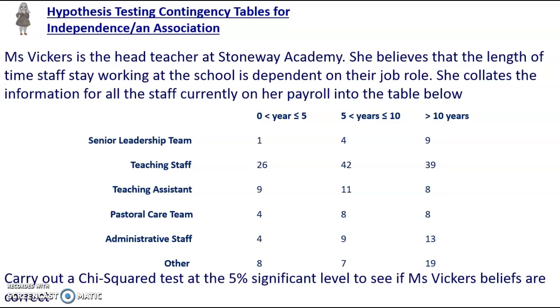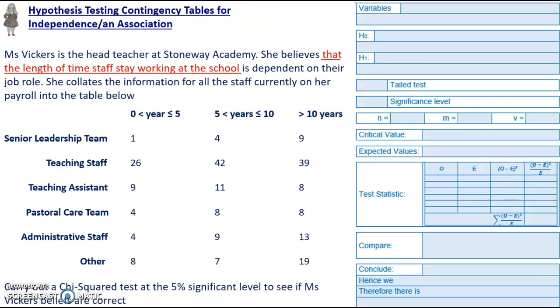So the first thing I see if I get a question like this is it's specifically asking me to do a chi-squared test, but also it's asking me to look for if two factors are dependent on one another. So that tells me that we are doing our hypothesis test for independence, and I'm going to be using this pro forma here.